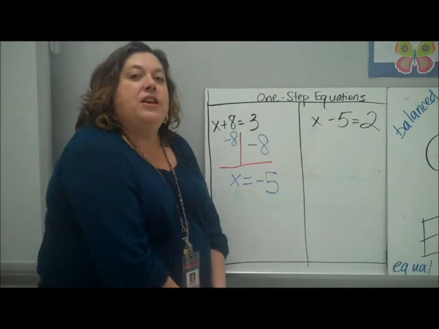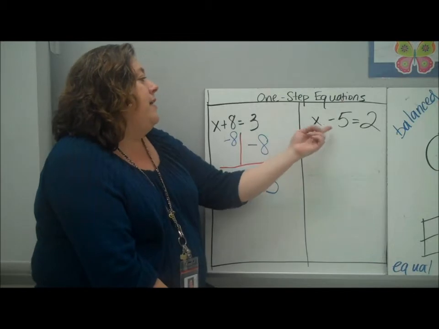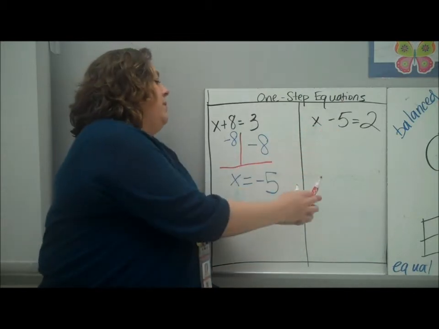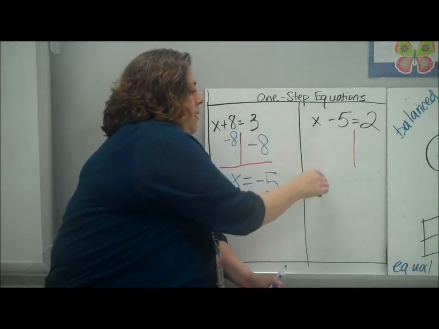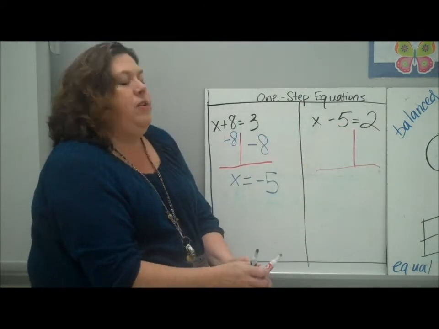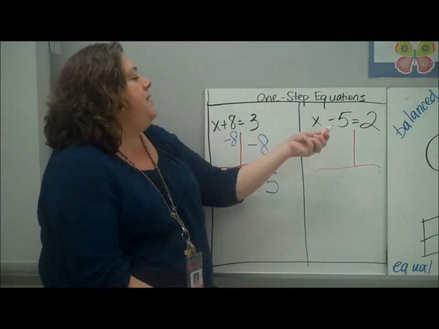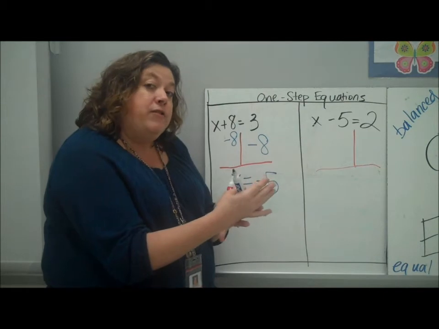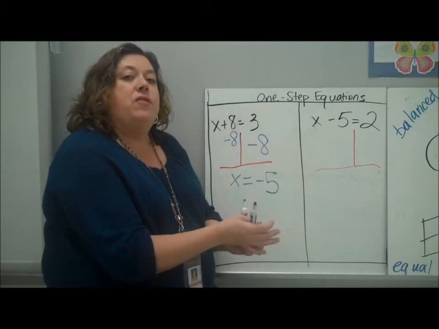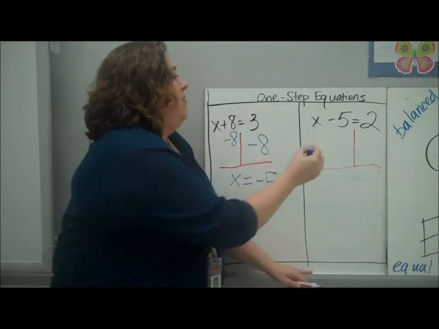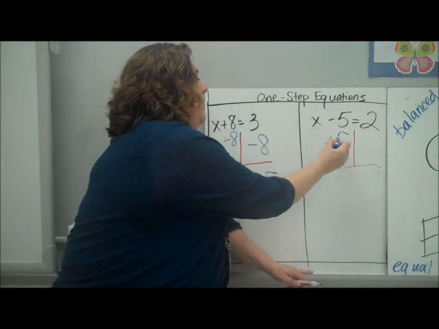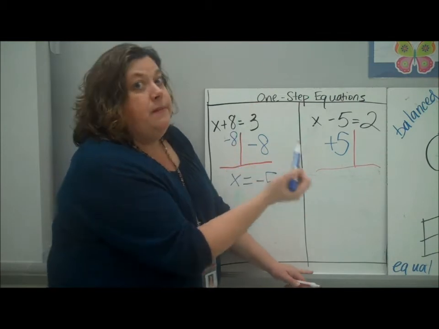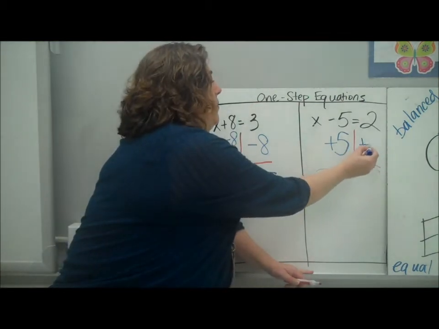Now we have an example that uses subtraction. X minus 5 equals 2. I'm going to draw my T for balance. Hopefully you can see that. I see subtraction. I want to get the opposite, or the inverse, of the negative 5. So the inverse of negative 5 is a positive 5. So I can add 5. Remember, whatever I do to one side, I do to the other side. Add 5.